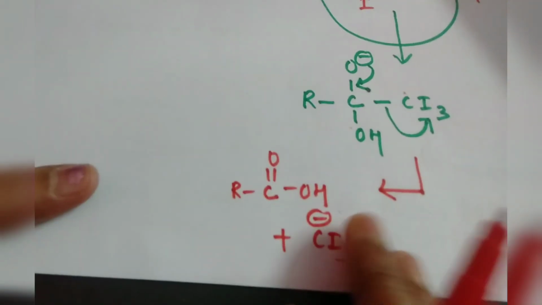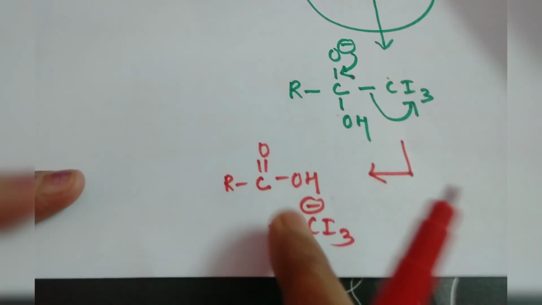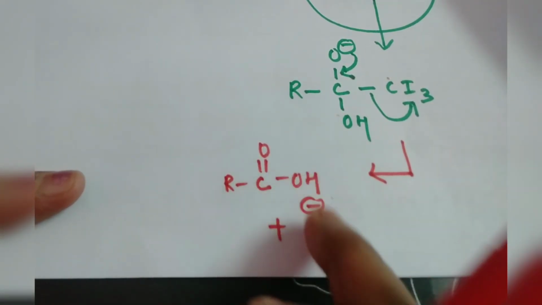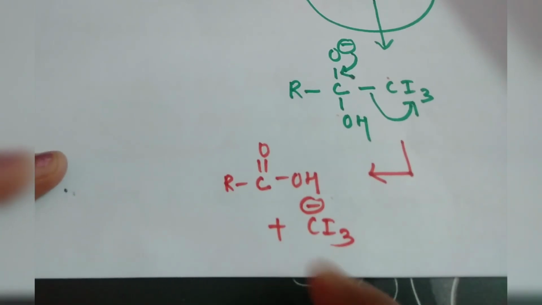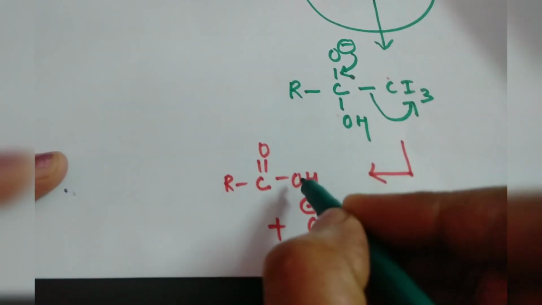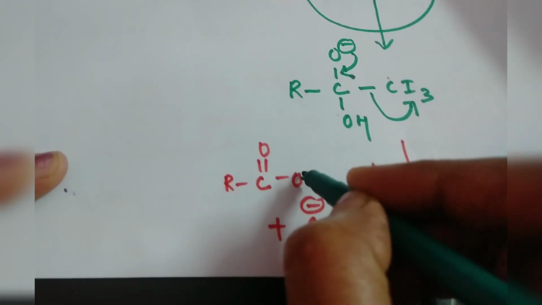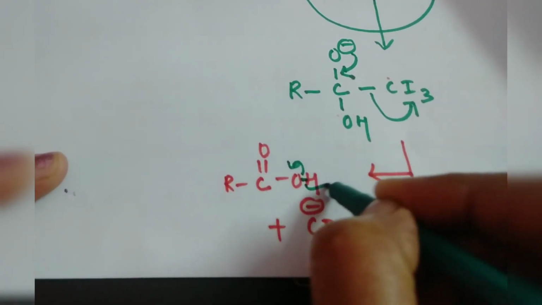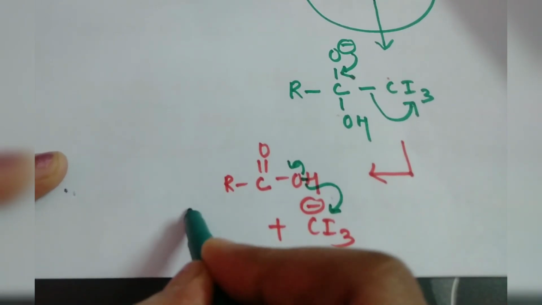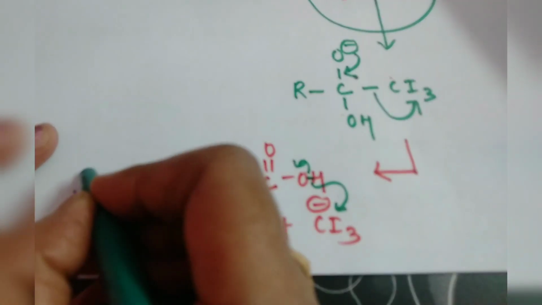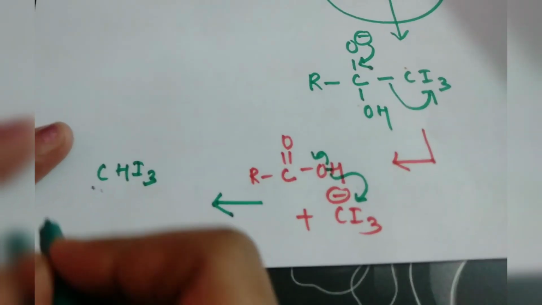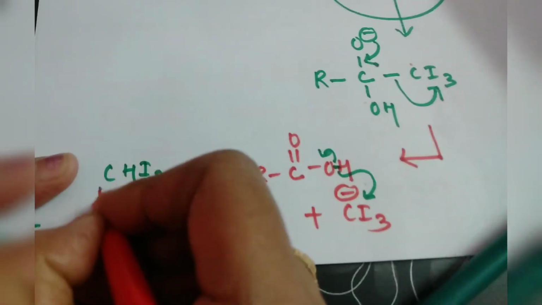Now in this step, what happens here? This acid molecule releases one H plus ion. That H plus ion will add with the CI3 minus. There is a bond break that takes place. This becomes O minus and this is treated with this. So what will the final product be? You will get the product CHI3. That is your resulting product, iodoform.